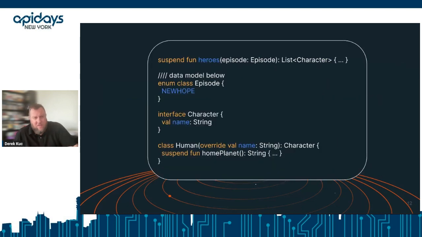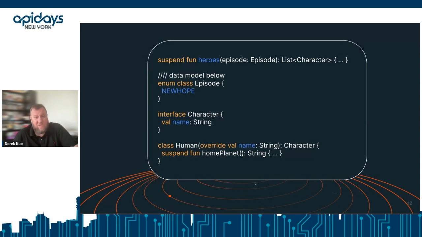Going back to the abridged Star Wars schema, we've got our heroes query that takes an enum episode and returns a list of characters, right? This is just regular code returning data, right?